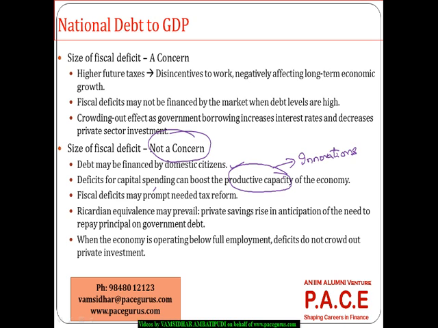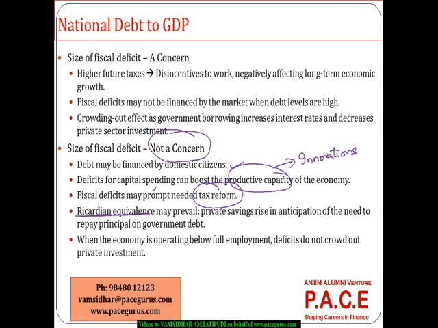And fiscal deficits bring out lots and lots of tax reforms, and they are also advocating that Ricardian equivalence may prevail, because whatever the private savings are, they keep rising, because people assume that taxes are going to go up in future. So they reduce consumption, they reduce investment, and they keep saving more and more in anticipation that they have to pay more taxes to repay the debt, the principal and the interest portions of the debt of the government.